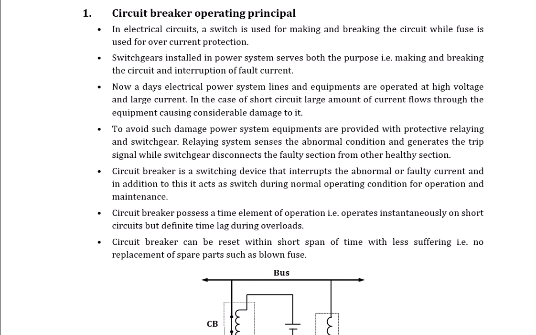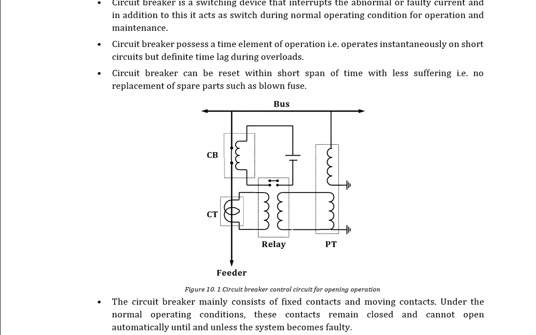So this is how our circuit breaker works, and this is one basic circuit for the protection system, in which the circuit breaker controls the circuit's opening operation. Here you can see that we have a CT that senses the current and gives the signal to the relay, and we have a PT which senses the voltage and also gives the signal to the relay. Then we have a circuit breaker here that makes and breaks the contact.